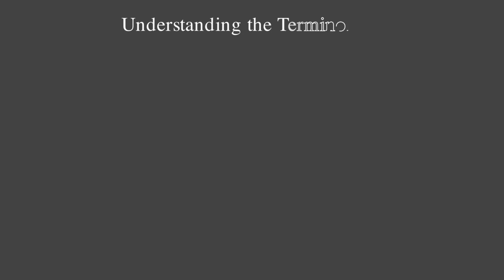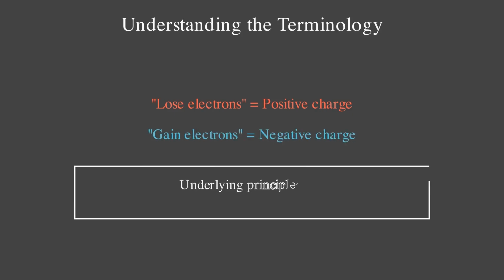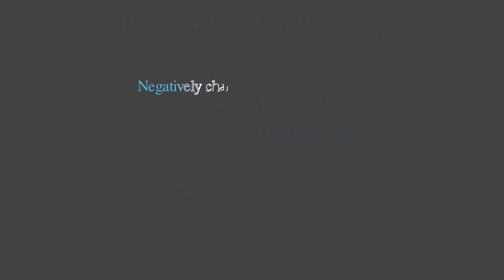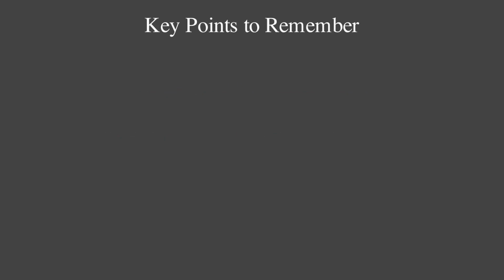The terminology can be confusing because we often say materials lose or gain electrons, but the underlying principle is simple. Electrons spontaneously move to minimize their energy, flowing from high energy states to low energy states, just like any other physical system seeking equilibrium. The material that gains electrons becomes negatively charged. The material that loses electrons becomes positively charged, not because it gained protons, but simply because it now has fewer electrons than protons. So, remember these important points.